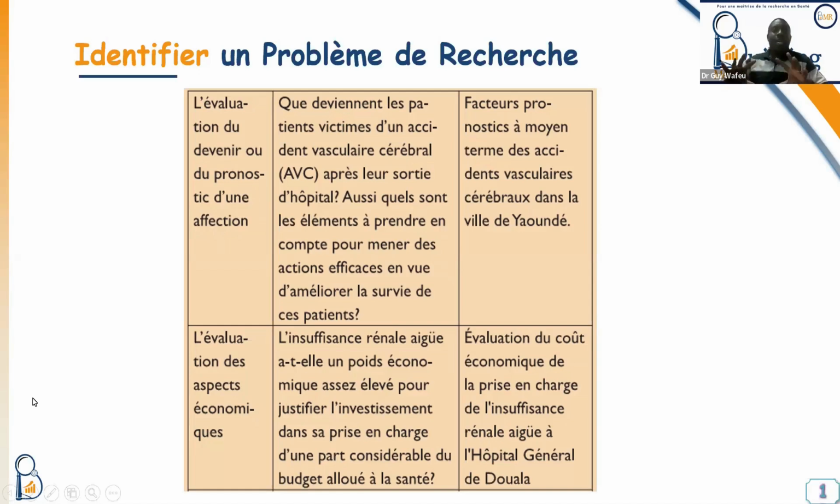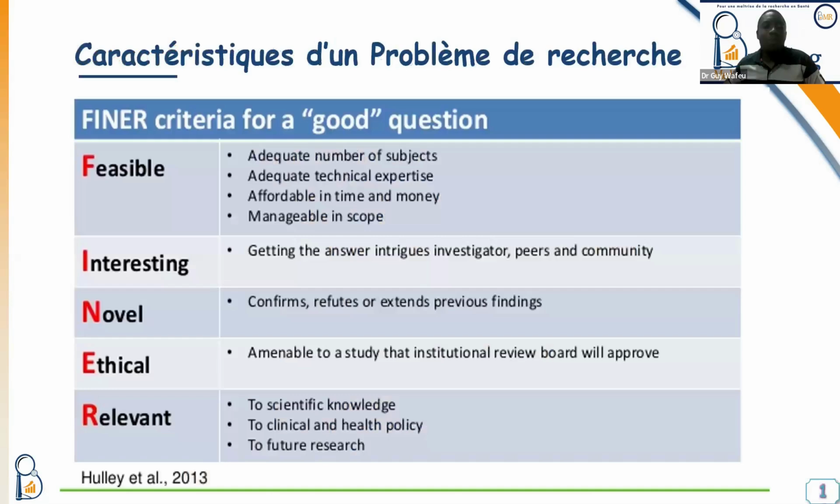So any disease that you can choose, you are able to have at least 5 topics in those different axes addressing a specific problem that would be interesting. And you have this final framework which helps you to make sure that the problem you have identified is actually something which is feasible, interesting, new or novel, ethical, and relevant in your specific context.